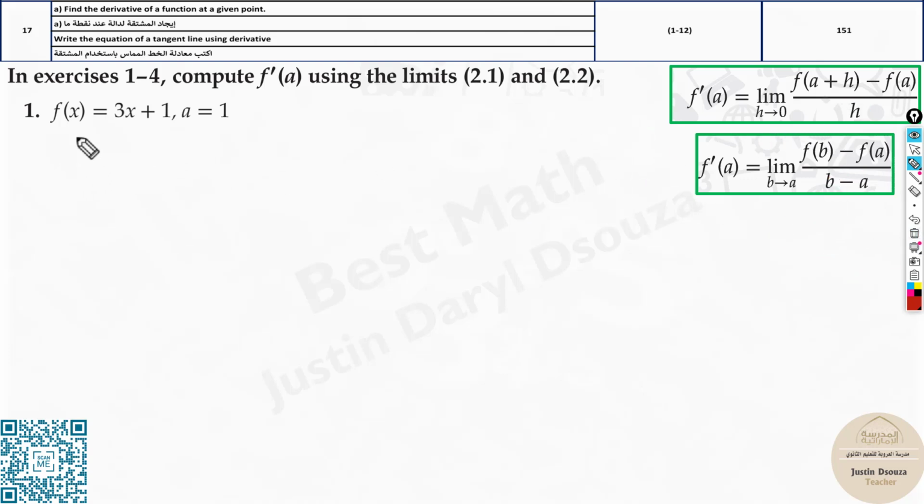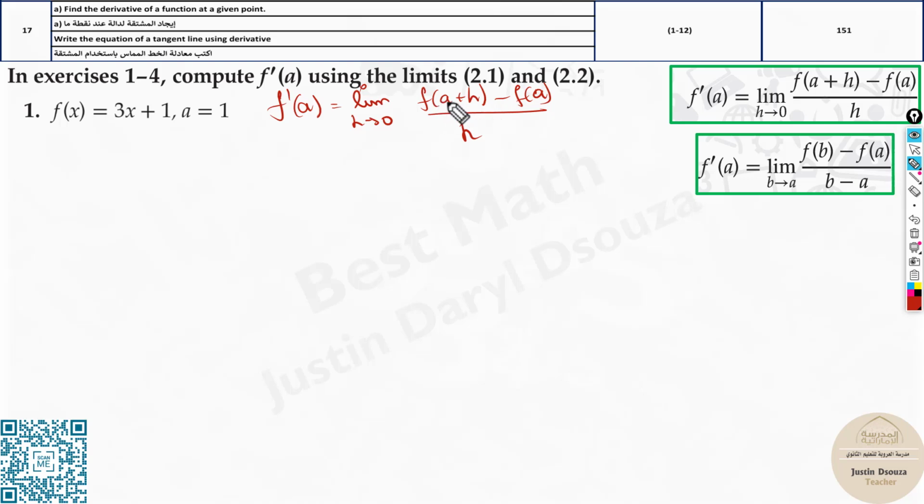You'll understand. This is the given function. A value is given. So first you need to write the formula. I'll write in detail for the first problem. We have to do it for both these formulas. First, let's write the formula here. Limit as h tends to 0, f of a plus h minus f of a, divided by h.